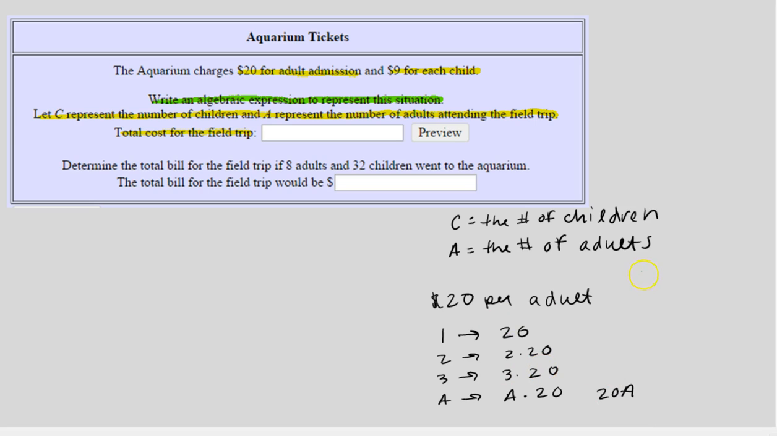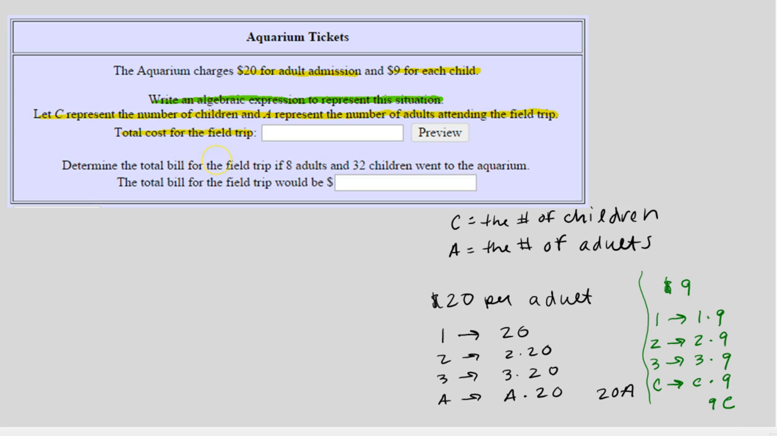Now, let's use the same idea for the children. Well, it's $9 per child. So if it was one child, it would be 1 times 9. If it was 2 children, it'd be 2 times 9. 3 children would be 3 times 9. And then we want a general amount of unknown children that we're going to call C children. So that would be C times 9, or we write 9C.